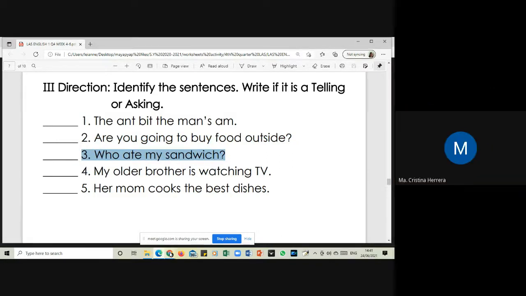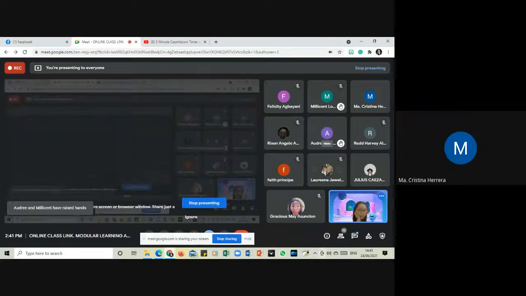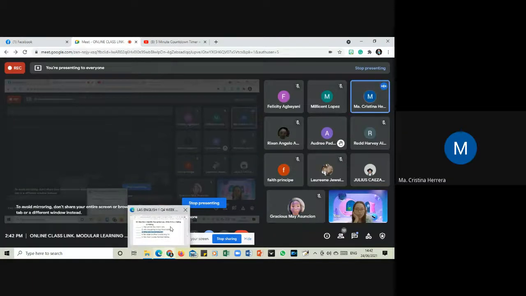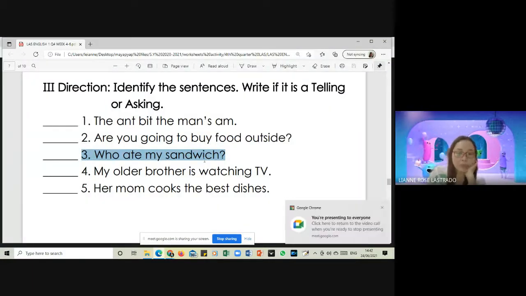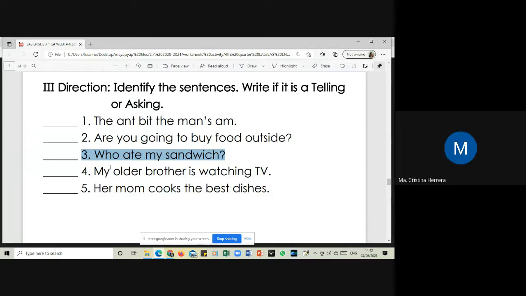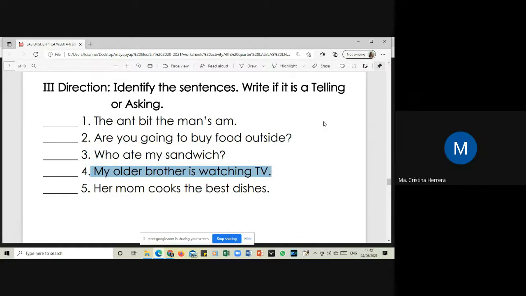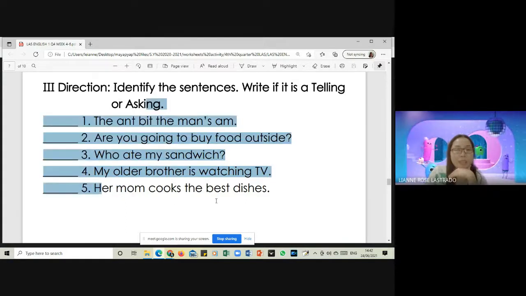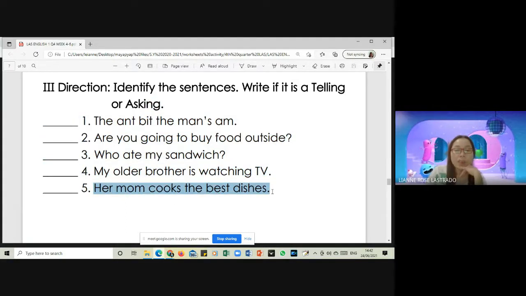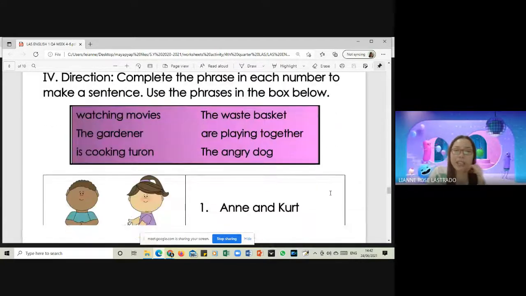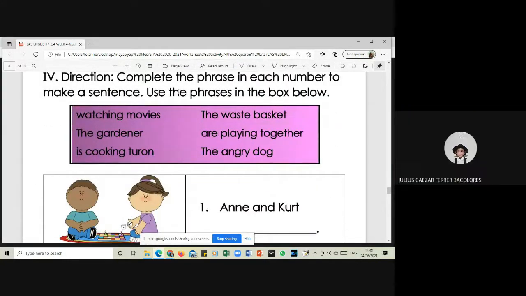Number three, what is the correct answer? Audrey, what's the answer here for number three? Asking. It's asking. Okay, number four, Alea Rexel, what's the answer here? Telling. It's telling. And number five, LeBron, what is the correct answer here? It's telling sentence. Very good.